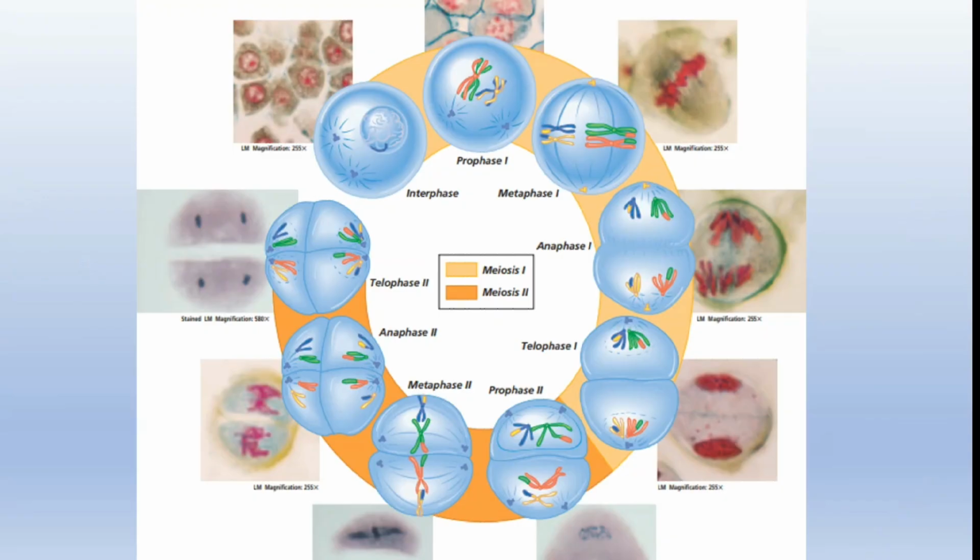And here is an overall illustration of the meiosis process, where you have meiosis 1 and meiosis 2. And these are the illustrations, and on the back you can see photographs of how it looks in real life.